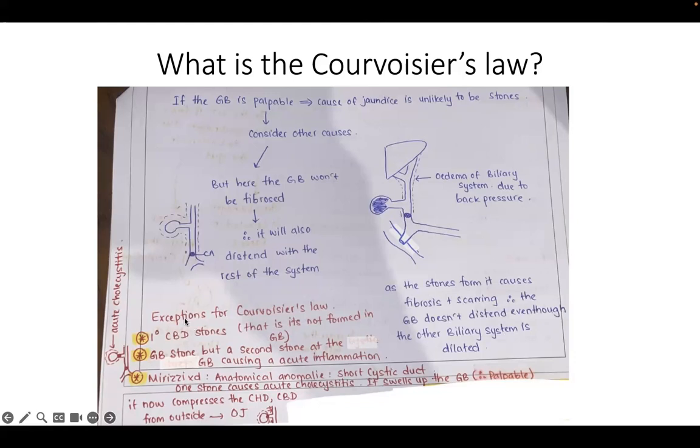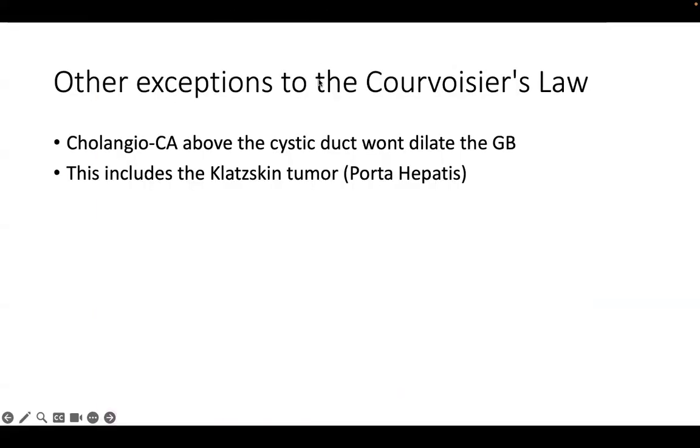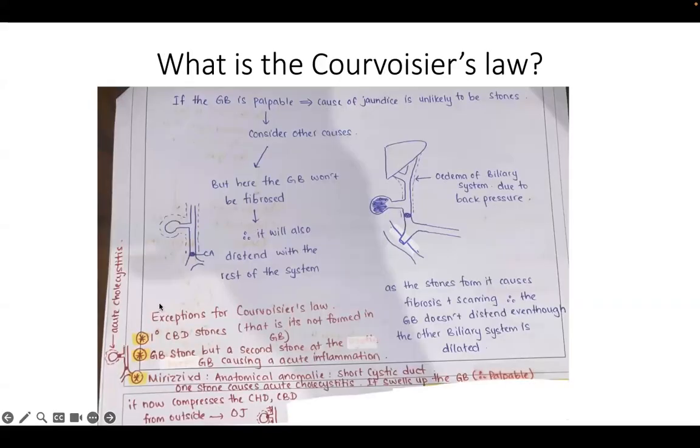But what you need to remember is there are exceptions. The exception to the law is if it's a primary CBD stone. Sorry about the sound noise. So this is the exception, a primary CBD stone. That is, the stone was formed in the CBD, not in the gallbladder. Therefore, the gallbladder won't be fibrosed. When it's not formed in the gallbladder, that chronic inflammation doesn't occur. Therefore, this gallbladder won't be fibrosed.